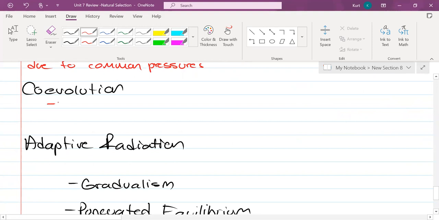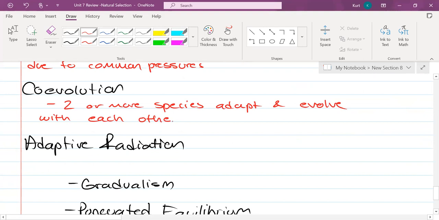Then we have coevolution. Two or more species adapt and evolve with each other. An example that we did in class was the ant and the fungus. For about 64 million years, a carpenter ant and a species of fungus have been working together to have a symbiotic relationship, but the fungus and the ant's evolution has been guided by each other.